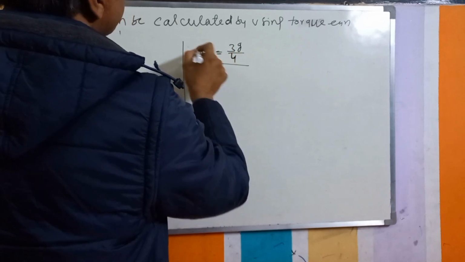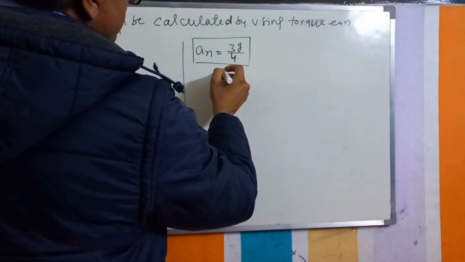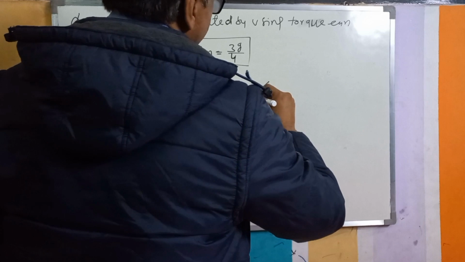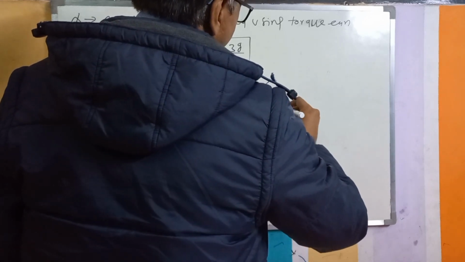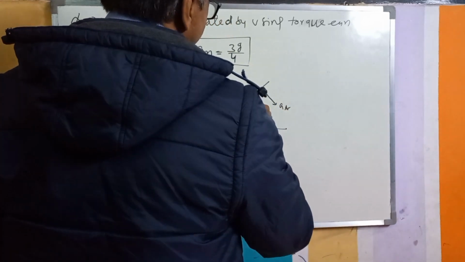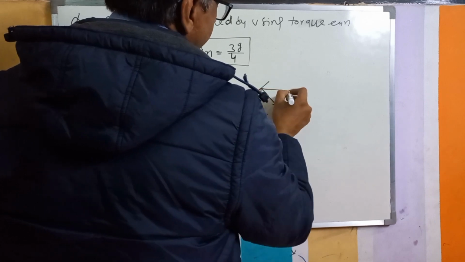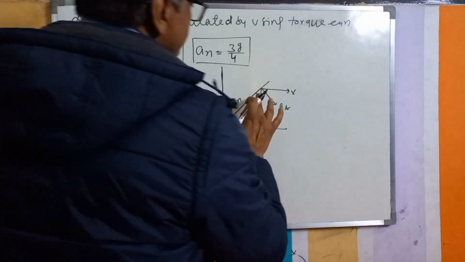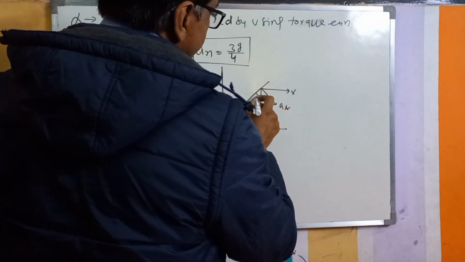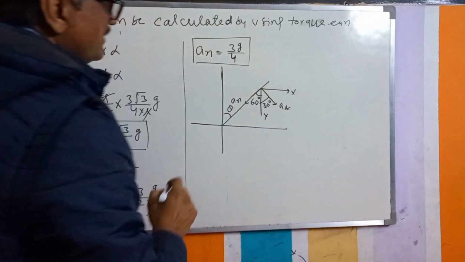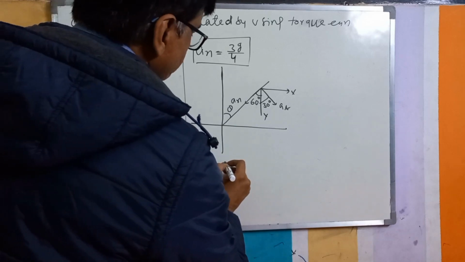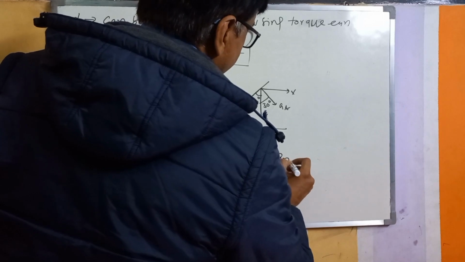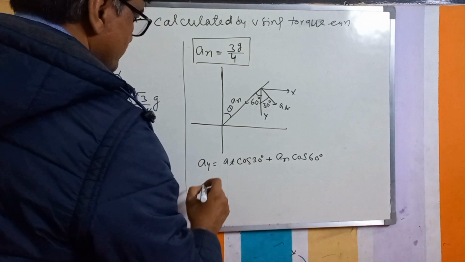Now we have to calculate the acceleration of the center of mass. For that, we have to draw one more diagram, with the normal reaction, the tangential acceleration, and here the normal acceleration, and this is our y-axis and here is the x-axis. So this angle is theta, this is also theta, and theta is equal to 60 degrees. So we can write it is 60 degrees and here it is 30 degrees. So the acceleration along the y-axis will be A_T cos 30 degrees plus A_n cos 60 degrees.